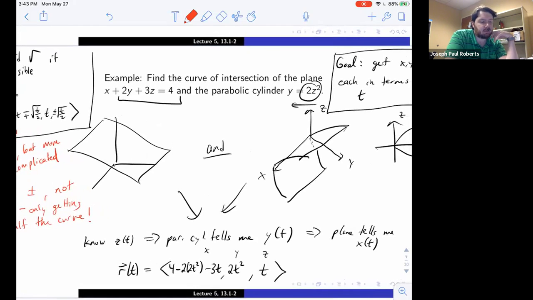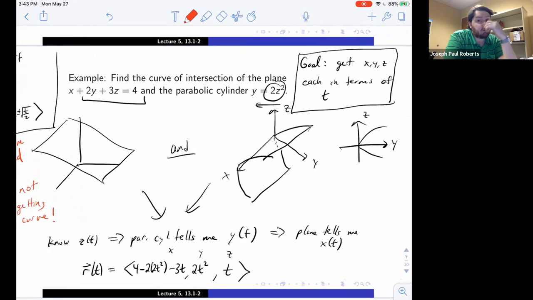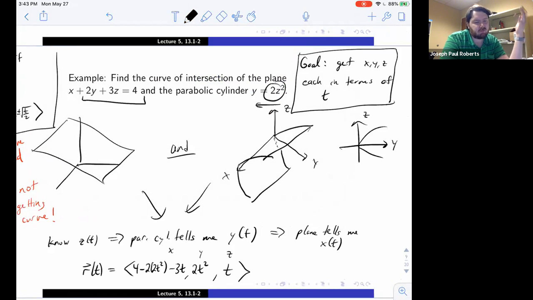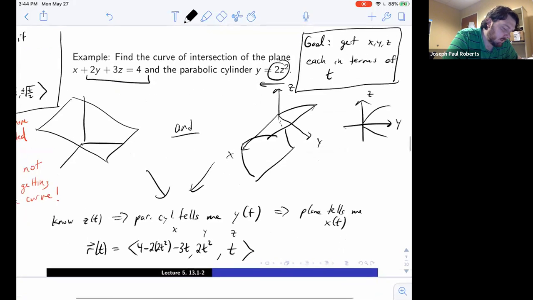But that's the idea, that keep the ultimate goal in mind, that we want x, y, and z each in terms of t. And it's the kind of thing that if you know what you're doing and you've practiced this a couple times, it feels like you're not really doing much at all. But if you haven't practiced this, if you're not really comfortable with what our goal is, then these questions are a lot scarier than they should be.